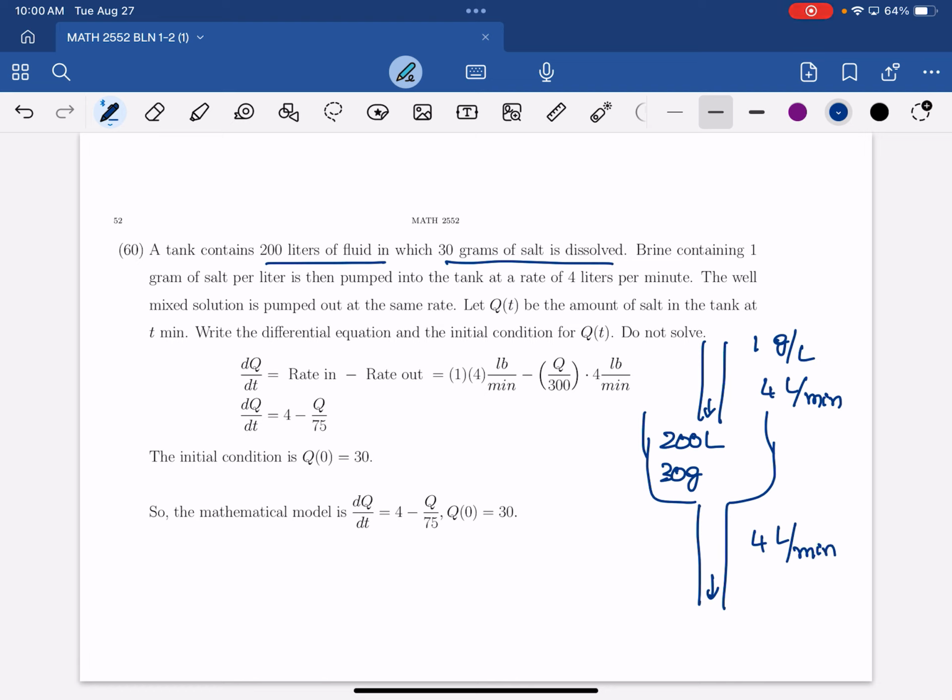Now, if the incoming speed is the same as outgoing speed, then the volume in the tank remains a constant, right? If the incoming speed is faster and the outgoing speed is slower, then the tank will overflow at some point of time. If the incoming speed is slower but the outgoing speed is faster, then the tank will become empty at some point of time. Are you with me on that?